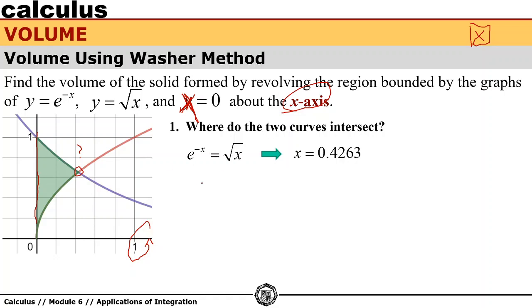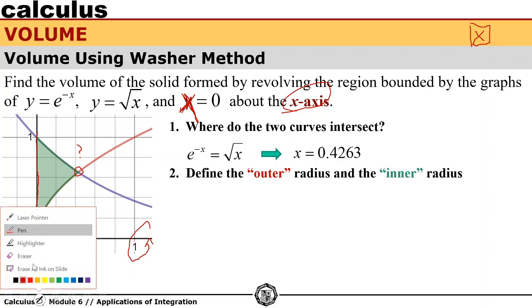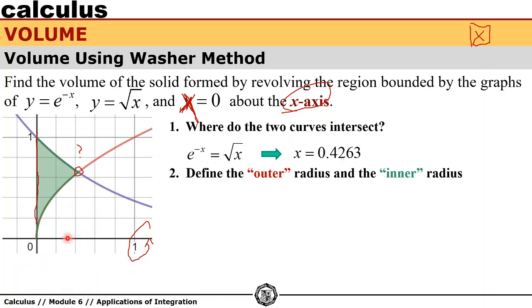Second, we want to define what the outer radius is and what the inner radius is. So what's the big R and what's the little r? When we define the outer radius, remember, it is the distance from the axis of rotation up to the farthest curve. There's no secret formula there. You are just finding the distance from the axis of rotation up to the farthest curve.